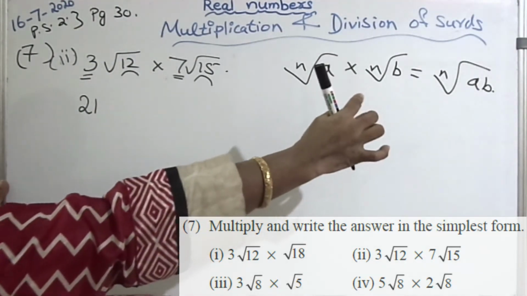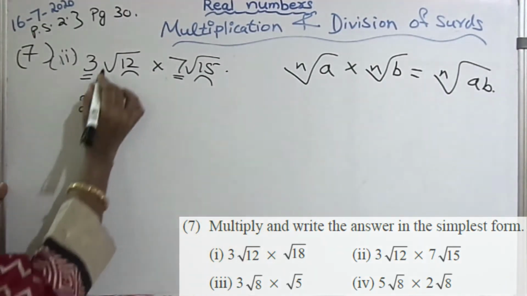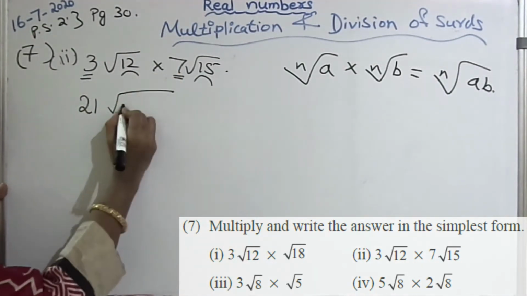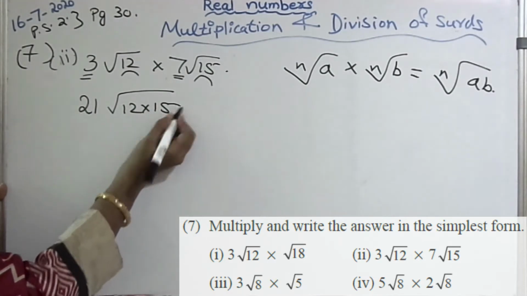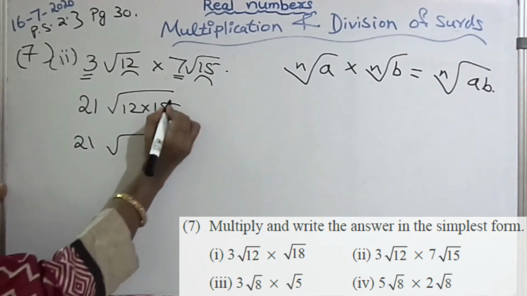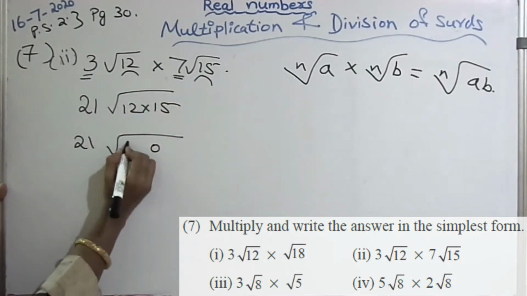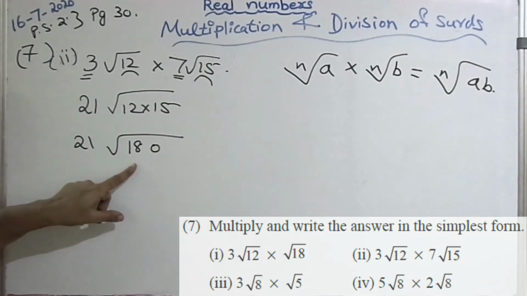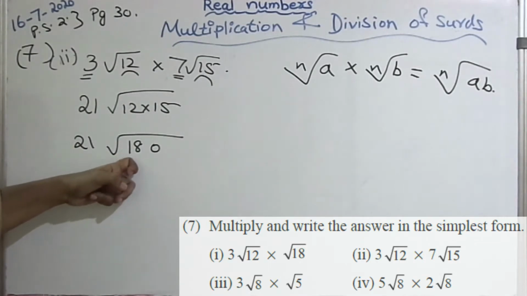nth root of A into nth root of B is nth root of AB. The order is 2 here. So square root of 12 into 15. So you get 21 root of 12 5s are 60, 0 and carry 6, 12 ones are 12 plus 6, 18. But this is not in the simplest form, so you have to put it in the simplest form.